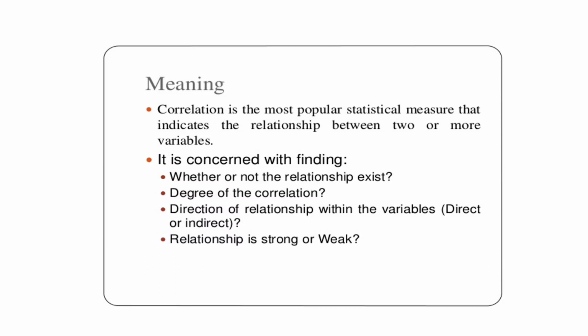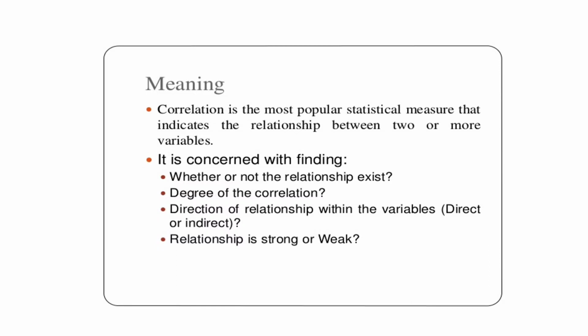What's the degree of correlation? Suppose there is a correlation between two or more variables, then what's the degree? Whether the relationship or association is strong or weak. That is known as the degree of correlation. And third, the most important thing, that is the direction of relationship. Whether the relationship is a direct relationship or indirect relationship, or we can say whether the relationship or association is a positive relationship or negative relationship.